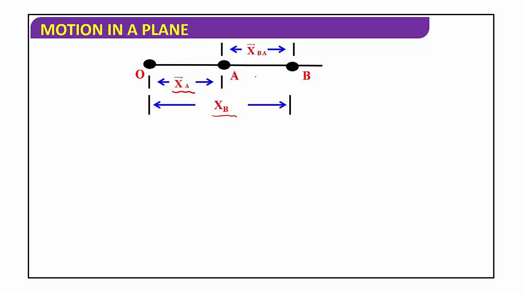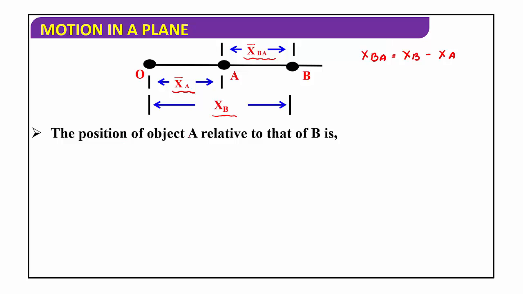Then what is the relative motion between A and B? That is XBA. XBA means what here? You can observe XBA equal to XB minus XA. This is the relative motion between object B and object A. Right? How to write relative motion here? XBA equal to XB minus XA.